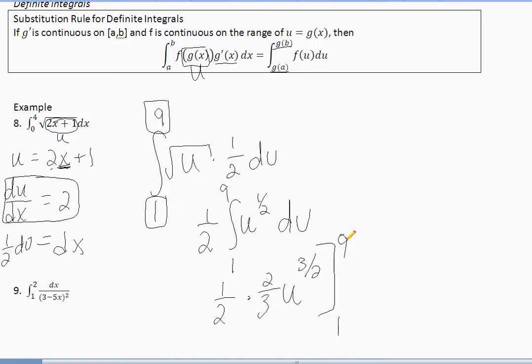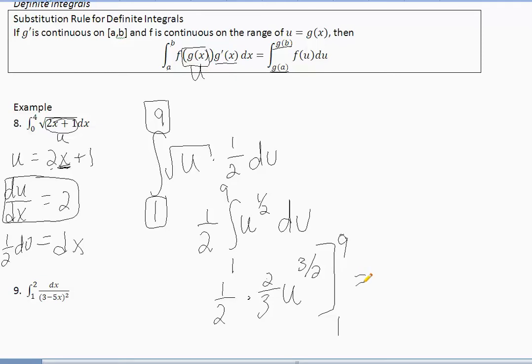I don't need to plug 2x plus 1 back in for u. How come? Because I've changed these now in terms of u, so I can just do this out with the u. That's the difference from indefinite to definite. Your last step before was to plug x back in here. I don't have to, because I'm actually going to plug the numbers in to see what I get. Plug in 9, plug in 1, subtract, and you can actually get your value.